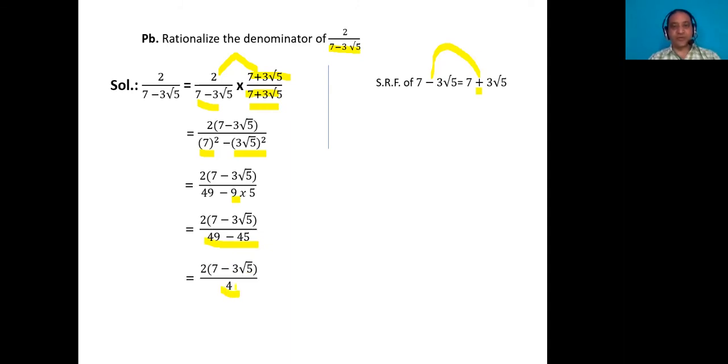And 2 goes with 4. We are left with 1 by 2 only, so over 2 only. So the final answer comes out to be, now there is no need of a bracket here, 7 minus 3 square root 5 over 2. So this is going in a very simple way. So students, this finishes.